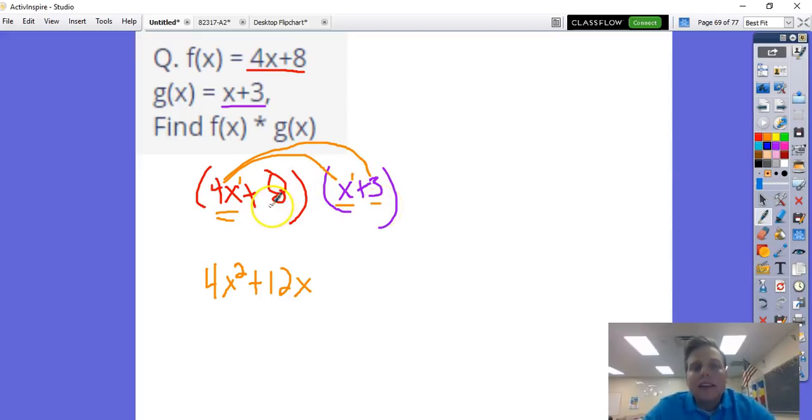Okay. So that means now I can move on to the next term in the first parentheses, which is an 8. And it needs to multiply to the x. So 8 times x, well, that's a positive, so I'm going to write plus 8x. And then I do the 8 to the 3, and that's a positive 24. Okay, so now I've multiplied everything. So I've used the distributive property completely. Now I just need to add like terms, just what we did yesterday.